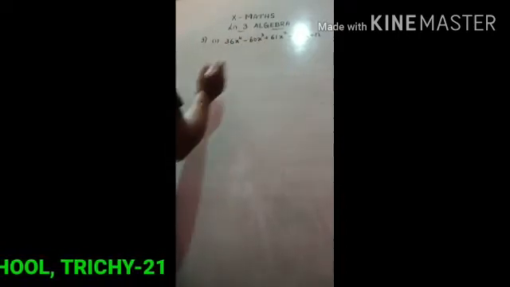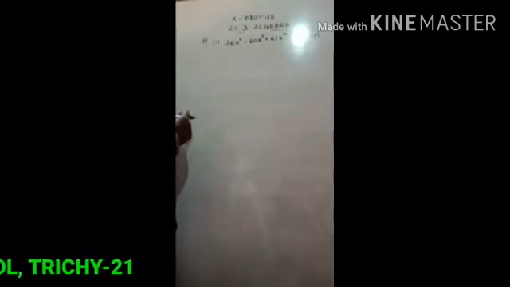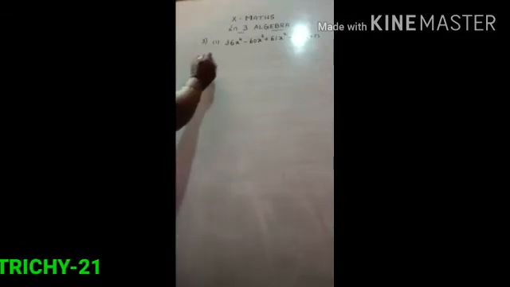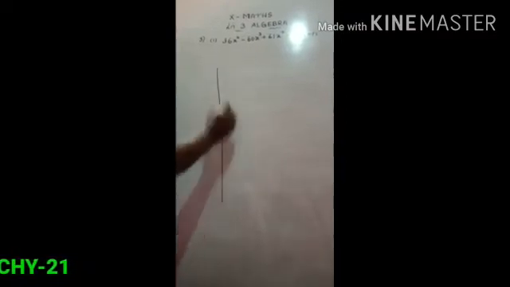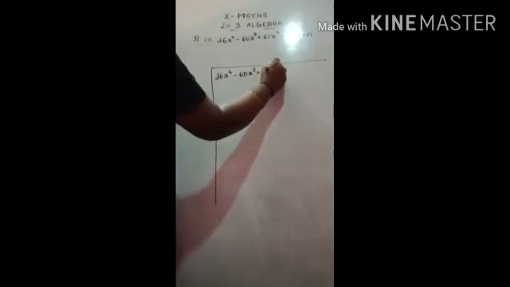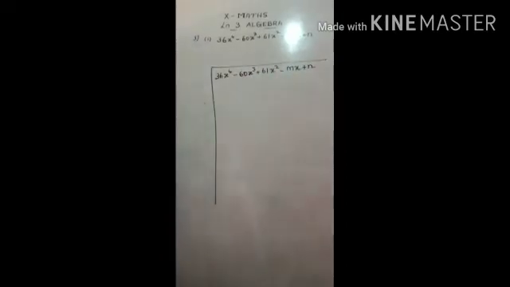minus 60x cube plus 61x square minus mx plus n. The given polynomial is in descending order. This is the correct order. So we find the square root of the given polynomial 36x power 4 minus 60x cube plus 61x square minus mx plus n.